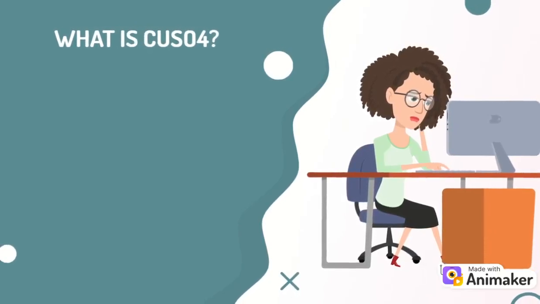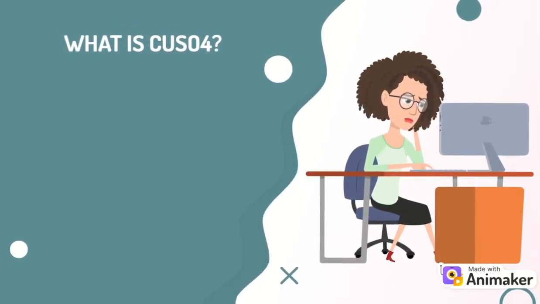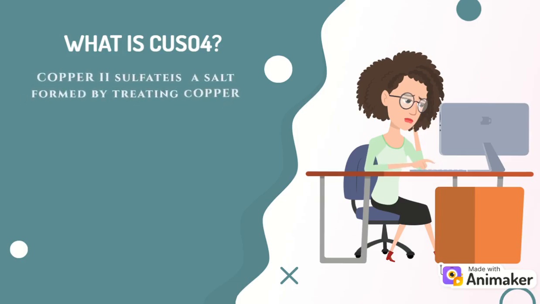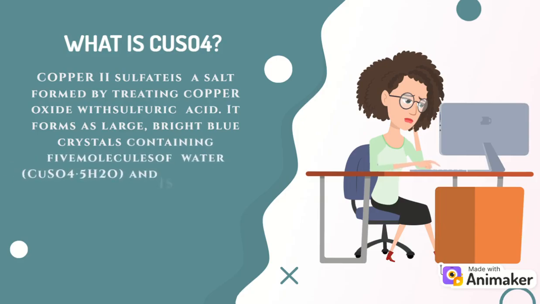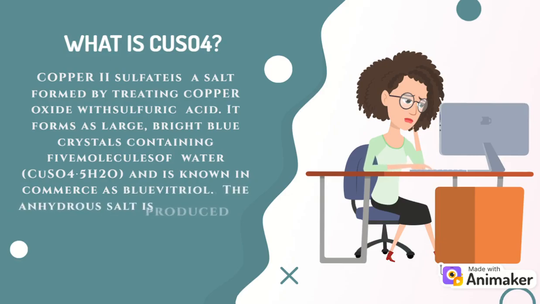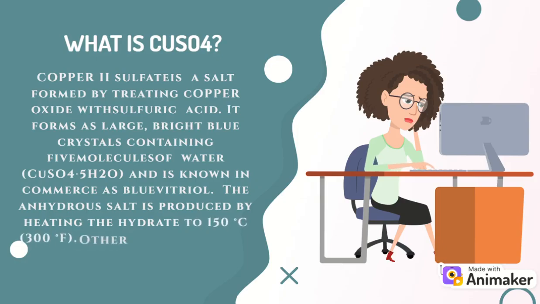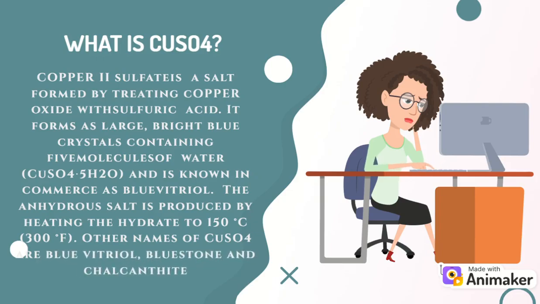What is copper-2 sulfate? Copper-2 sulfate is a salt formed by treating copper oxide with sulfuric acid. It forms as large, bright blue crystals containing 5 molecules of water and is known in commerce as blue vitriol. The anhydrous salt is produced by heating the hydrate to 150 degrees Celsius or 300 Fahrenheit. Other names of copper-2 sulfate are blue vitriol, bluestone, and chalcantite.